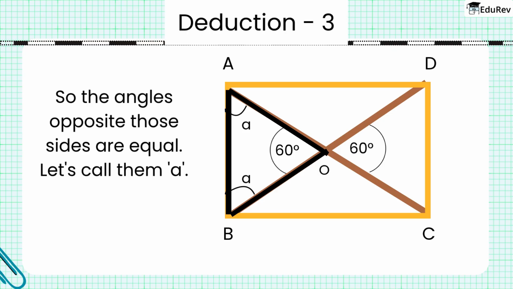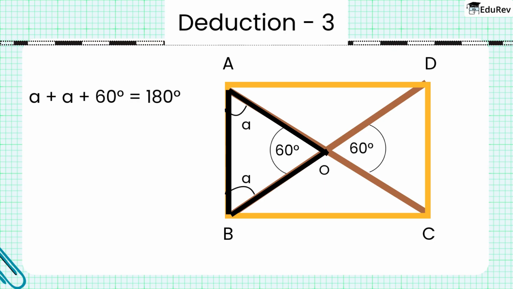So the angles opposite those sides are equal. Let's call them A. The angles in a triangle add up to 180 degrees, so 2A plus 60 degrees equals 180 degrees. Or 2A is equal to 120 degrees. Therefore, A is equal to 60 degrees. Wow, that triangle is equilateral. Now, the angle between the diagonals is 60 degrees.